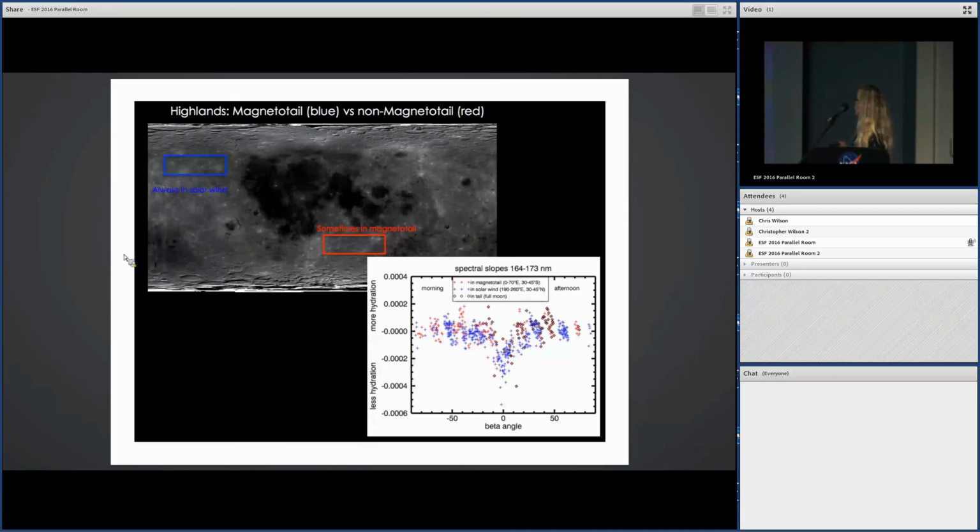Here's another example of this where we look at this region here. These are smaller regions, so there's fewer data points, but this is a highlands region compared to another highlands region of the same size and same latitude band. This is one that's always in the solar wind, and this is one that is sometimes in the magnetotail. And we do not see big differences between those two with this limited data set anyway. But for these points, while they are in the magnetotail, they're black here, and we don't see that they are populating the lower points on the plot at all.